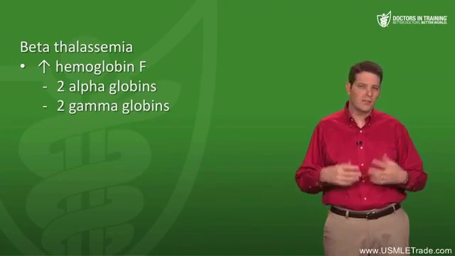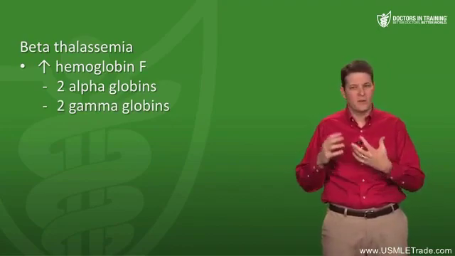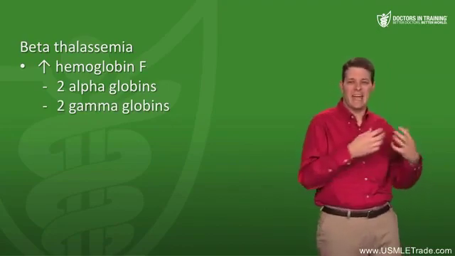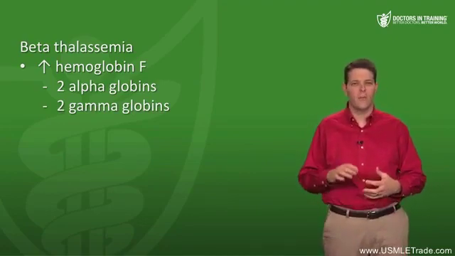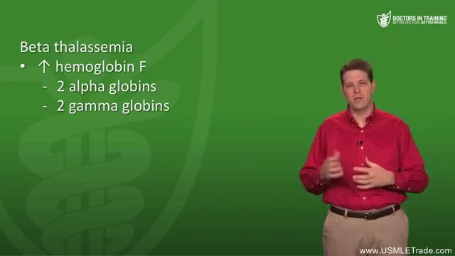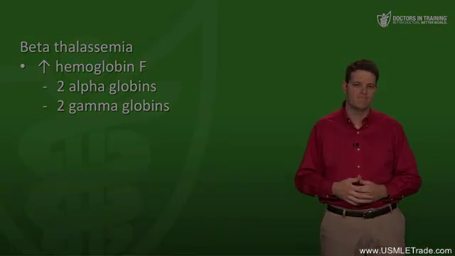It can also get very complicated if you are heterozygous for a beta globin mutation and for a hemoglobin S mutation, which causes sickle cell disease. That's going to cause mild to moderate sickle cell disease, depending on how much beta globin is actually being produced.